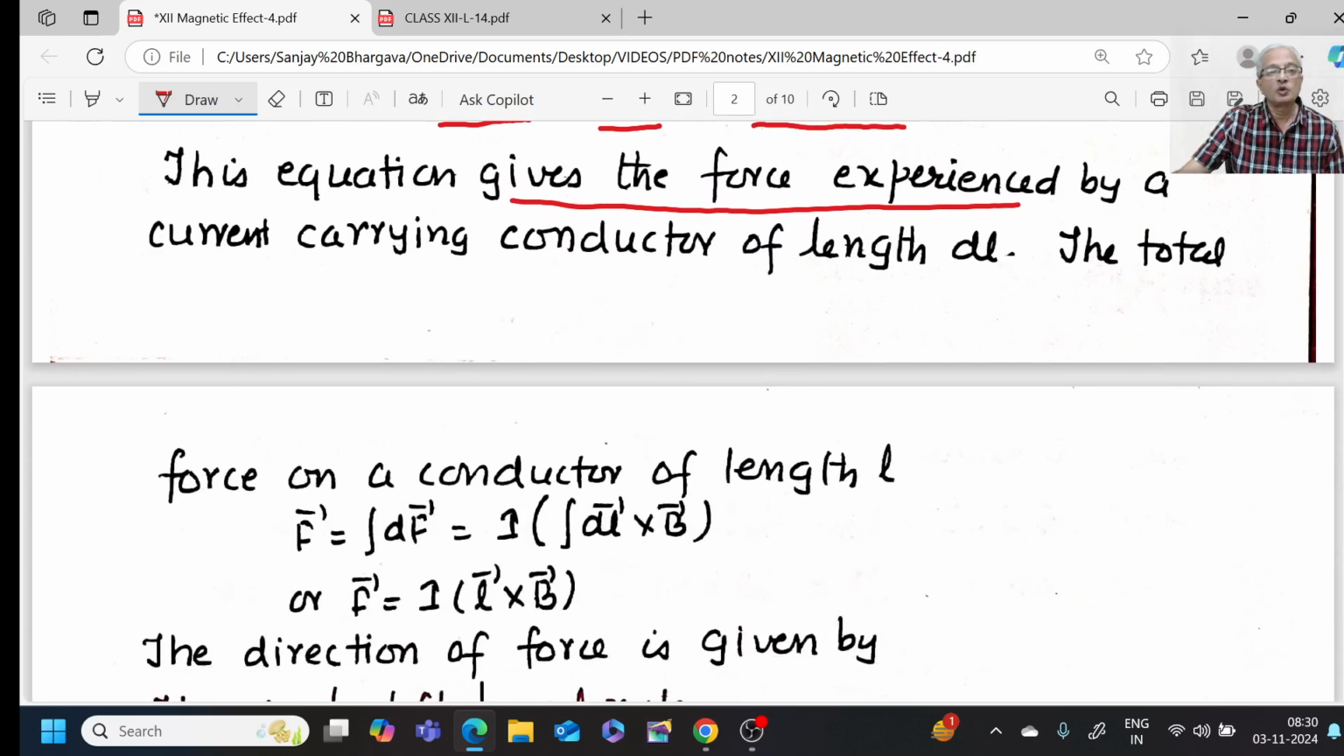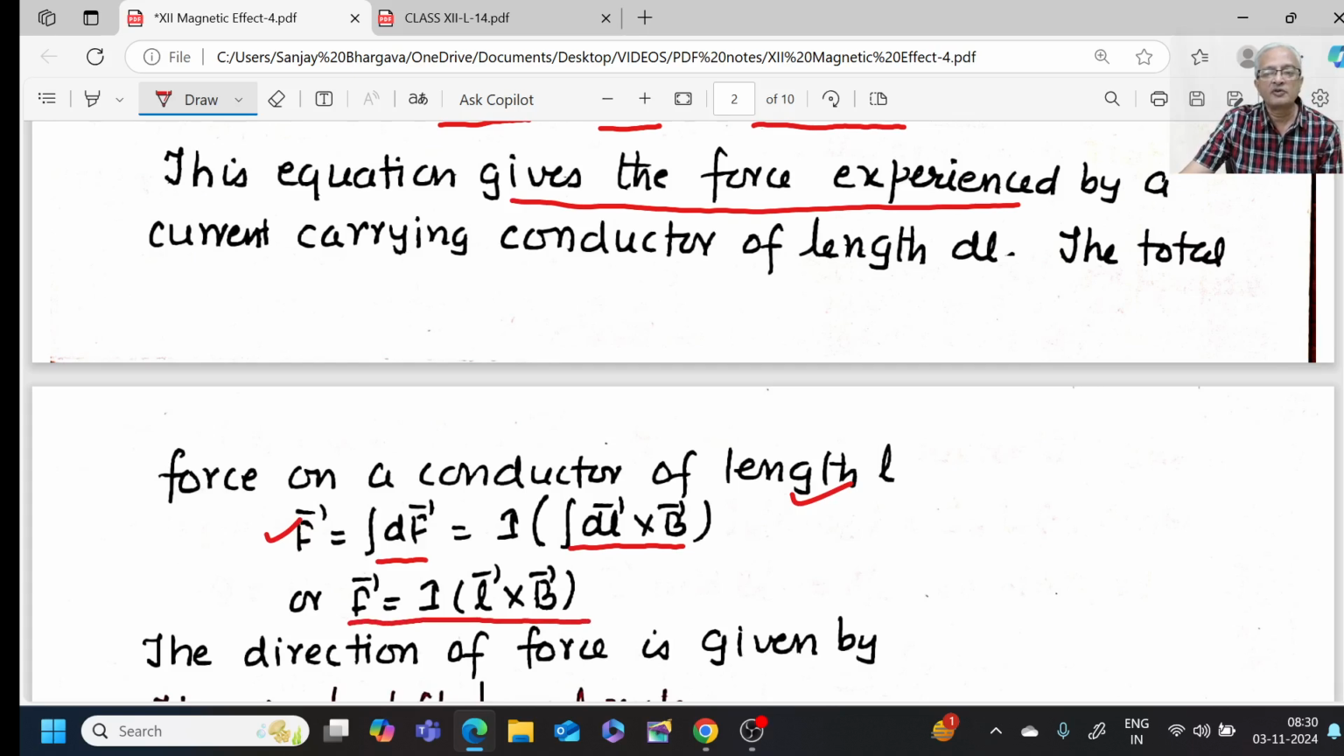Now what would be the total force on a conductor of length L? It can be obtained by integration over the length. So total force would be given by integration dF equal to I integration of dl cross B, and the integration of dl means the total length of the conductor, which makes me write F is equal to I into L cross B.